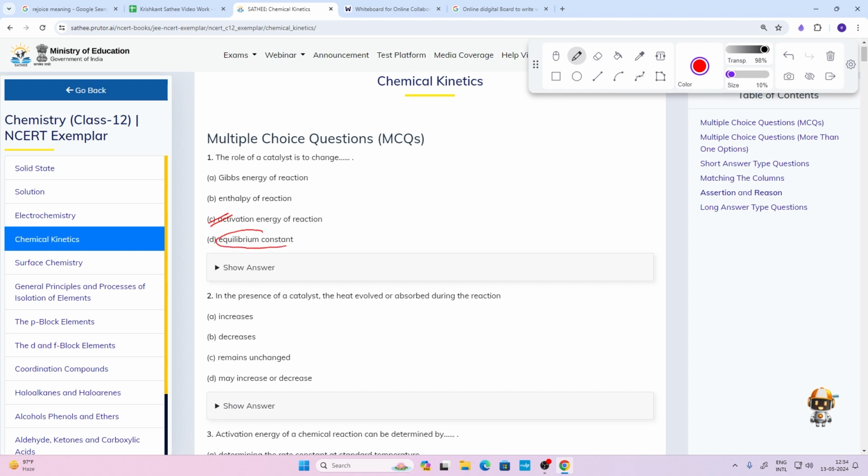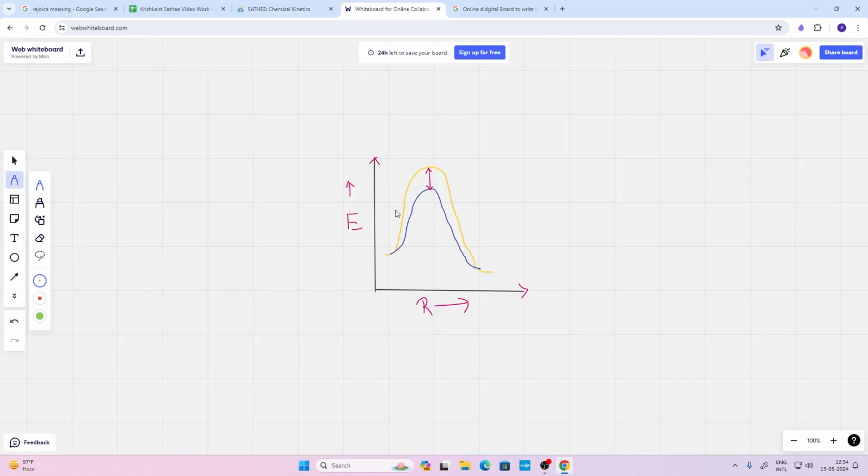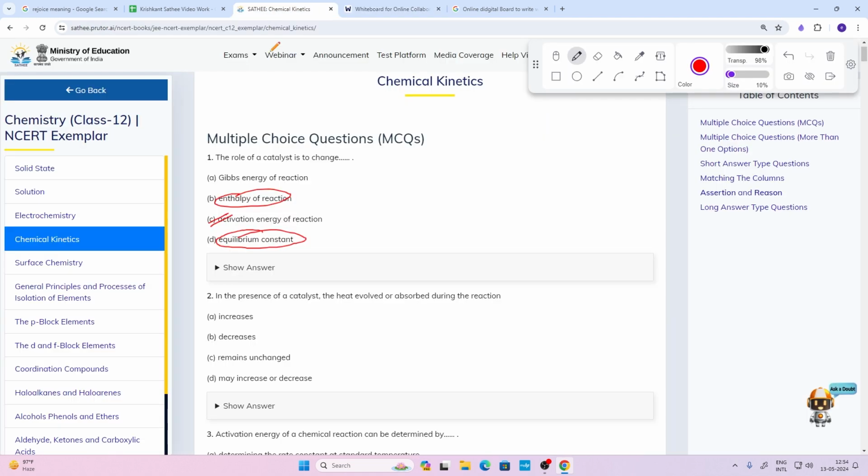The equilibrium constant depends upon temperature only and not upon the catalyst, so it is wrong. About the enthalpy of the reaction, it is also clearly not changing. You can see that this gap is the enthalpy of the reaction, and it is not changing. Similarly, the Gibbs energy of the reaction also does not change with the addition of catalyst. So the correct option will be activation energy. Next question.